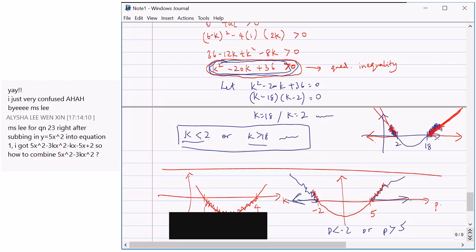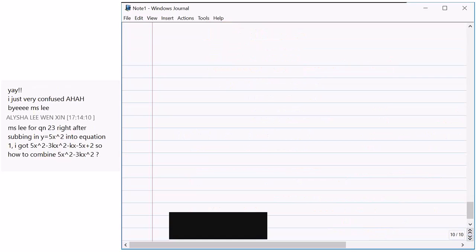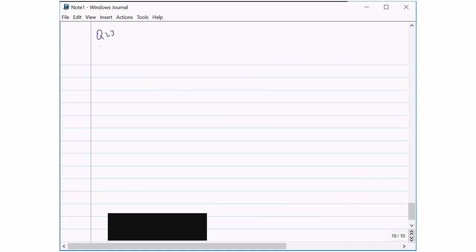Question 23, you solve 5x squared minus 3kx squared equal minus kx. Oh, okay. I'll show you just that step, and then you try the rest yourself. So you sub y equal to 5x squared into y equals 3kx squared plus k minus 5x minus 2. Okay, so sub this inside here.